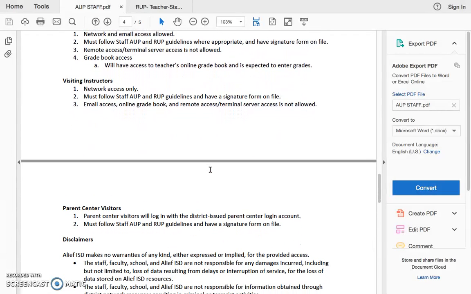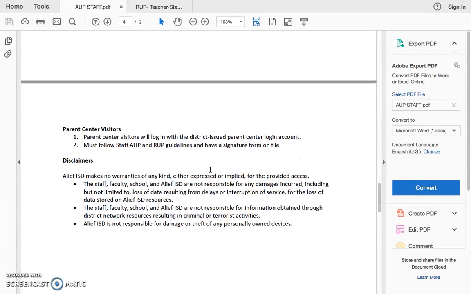Visiting instructors may have network access only. They must follow the AUP, RUP for staff and have a signature page on file, but they would not have access to campus email, the online gradebook, or terminal service.